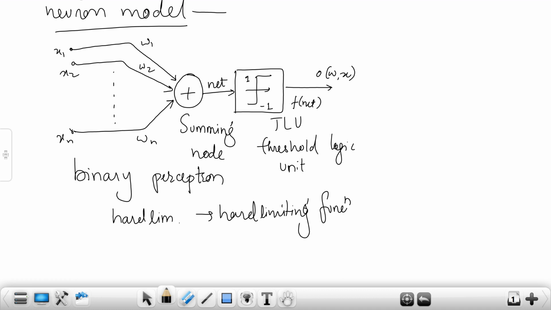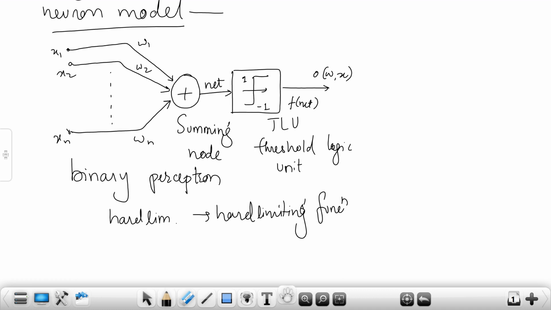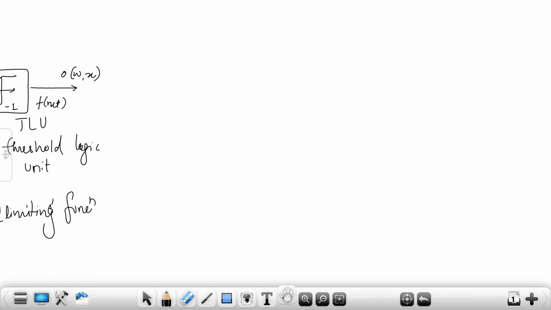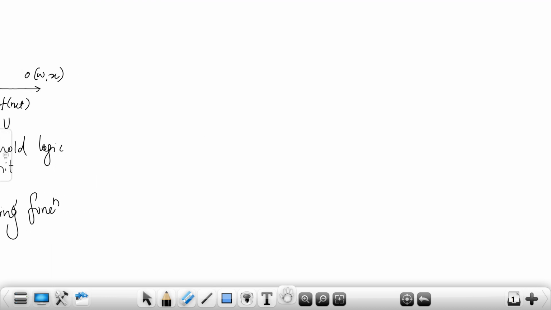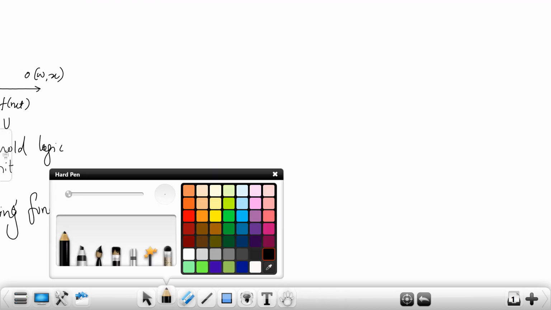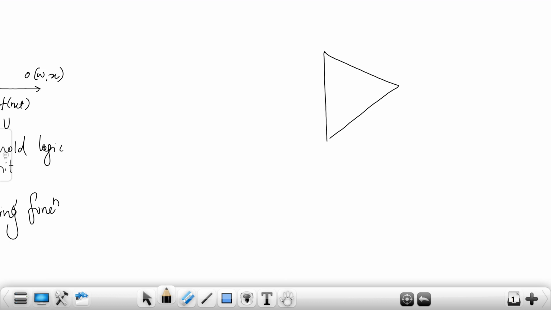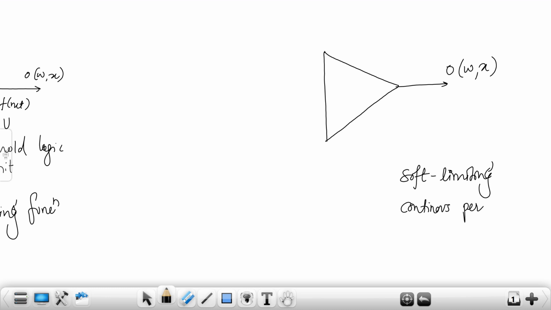Okay. Now similarly you have something in the continuous domain. In the continuous domain, we are going to draw, it is denoted by this. O will again depend on W and X, right? Now this is your soft limiting, I'm just writing this down. It's a soft limiting activation function. Please remember, it's a continuous perceptron. You can also write it as continuous perceptron.